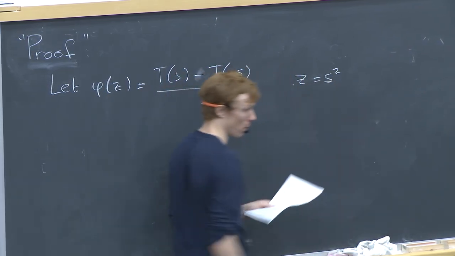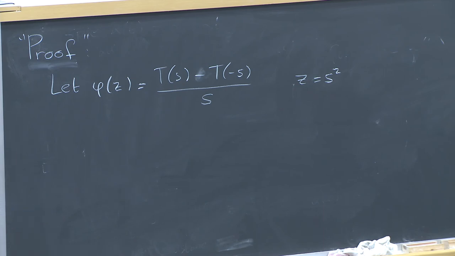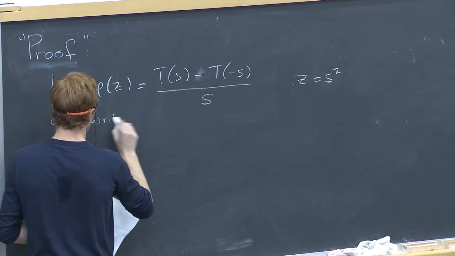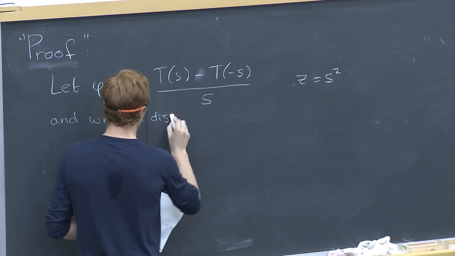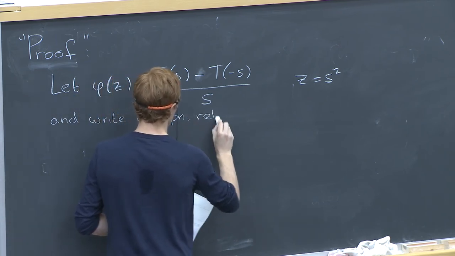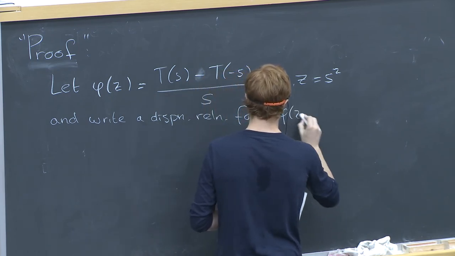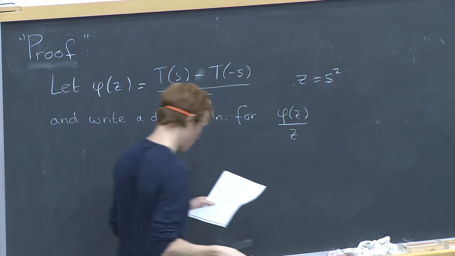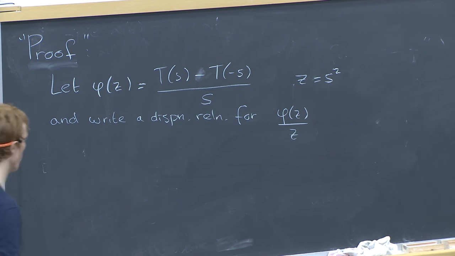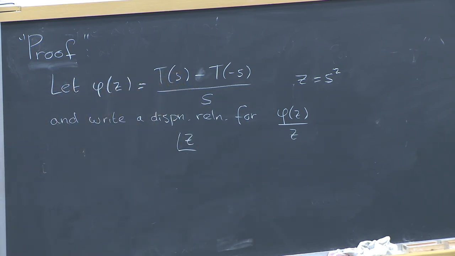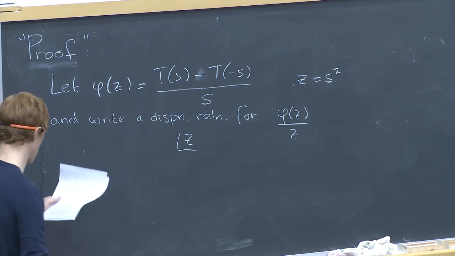So it's a function of s squared. So z is s squared. And what we do is we write a dispersion relation in the complex z plane for phi of z divided by z, which should give us enough. So if I write it for phi of z divided by z, I should have enough subtractions, again by Froissart, to make this a proper dispersion relation.